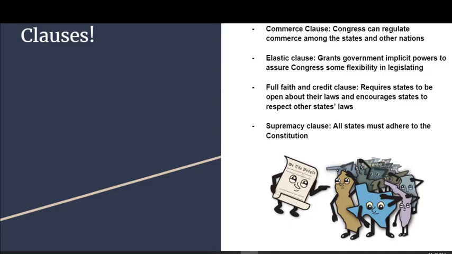Now we have the Full Faith and Credit Clause, which requires states to be open about their laws and encourages states to respect other states' laws. This is pretty simple. Let's say I have a job in Pennsylvania as a Carvel worker. This is a public record. And if I go into New York, they have to respect the fact that I'm already a Carvel worker in Pennsylvania. And finally, we have the Supremacy Clause. All states must adhere to the Constitution, as demonstrated by this little cartoon with the states saluting the Constitution as their leader, as they all have to recognize its superiority.